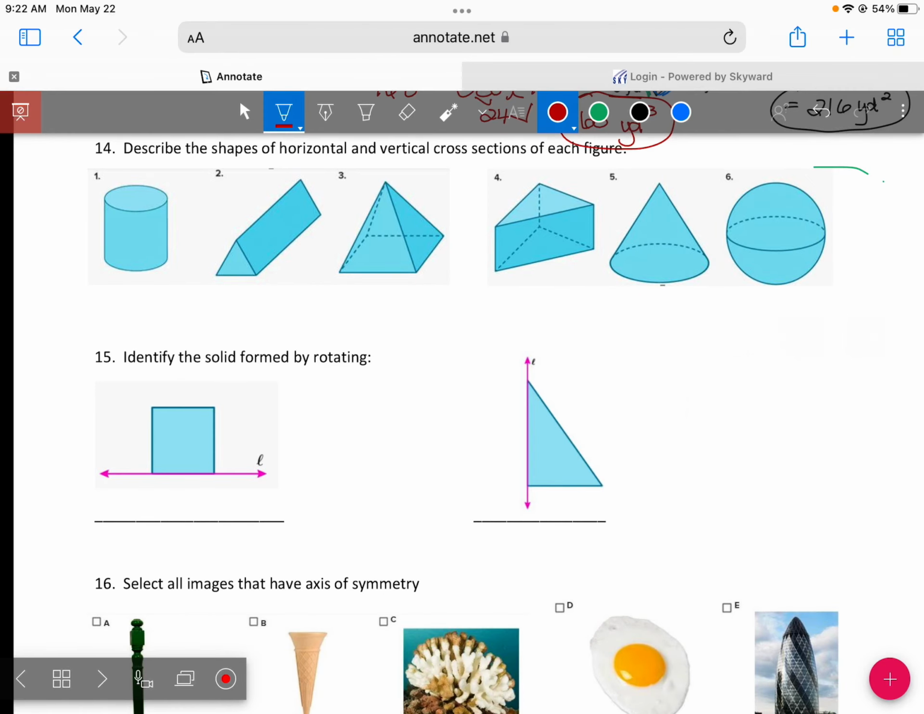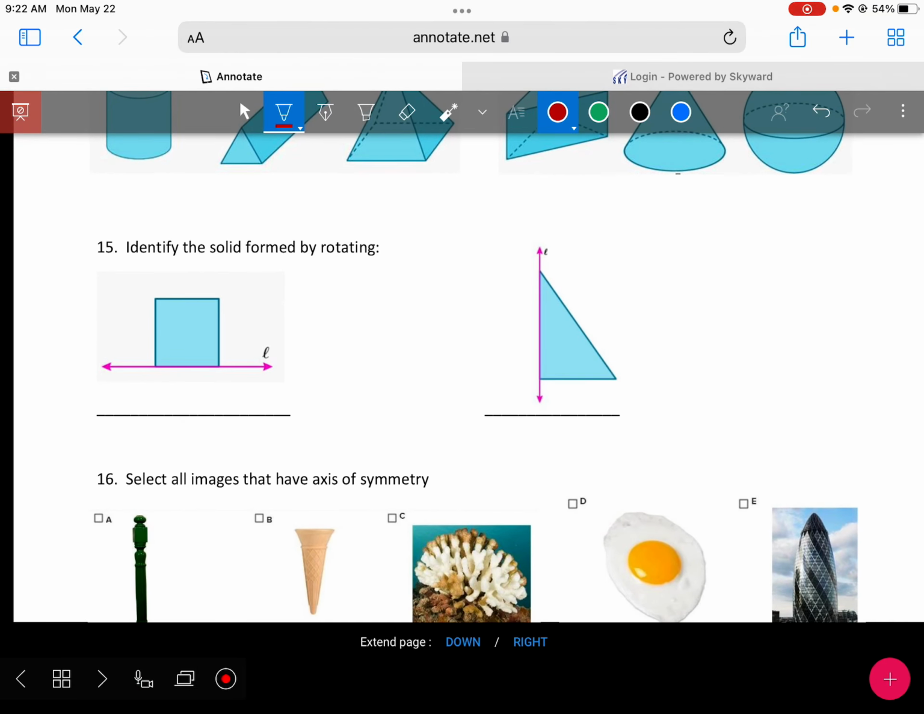This maybe. Number 15 says identify the solid formed by rotating these things around an axis of symmetry. So 15, we have this line L. We're going to rotate this. Can't tell if it's a square or a rectangle, but we're going to go whirring it around that axis of symmetry. Okay?